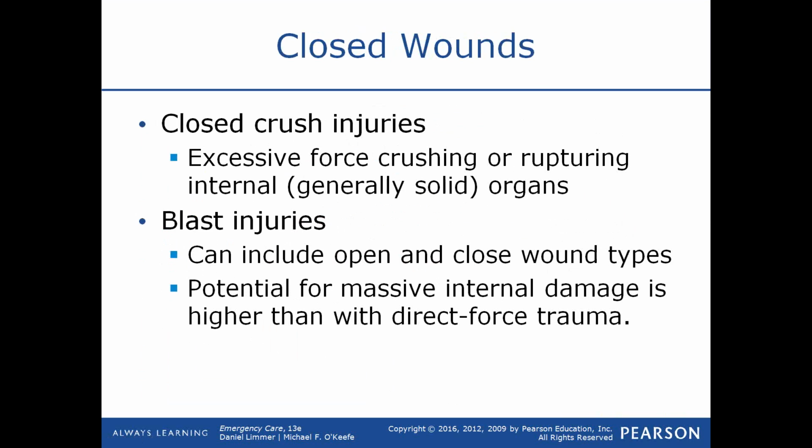Blast injuries. Remember, with blast injuries, there are 4 different types of injuries that occur during a blast. You've got the primary injury, which is the result of the pressure wave. That will cause blunt trauma to both your solid and hollow organs, affecting mostly your air-filled organs like your abdomen, your eardrums, even your head, your lungs.